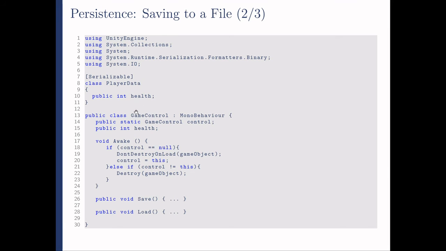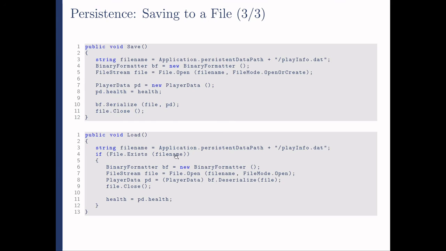And then you have this game control object that is the one that holds the information. So you might have maybe a reference to this player data, or you might have ways of loading and saving into this object player data. But you have the information here. You don't want to destroy it on load, and then you add two different functions, right? The save function and load function.